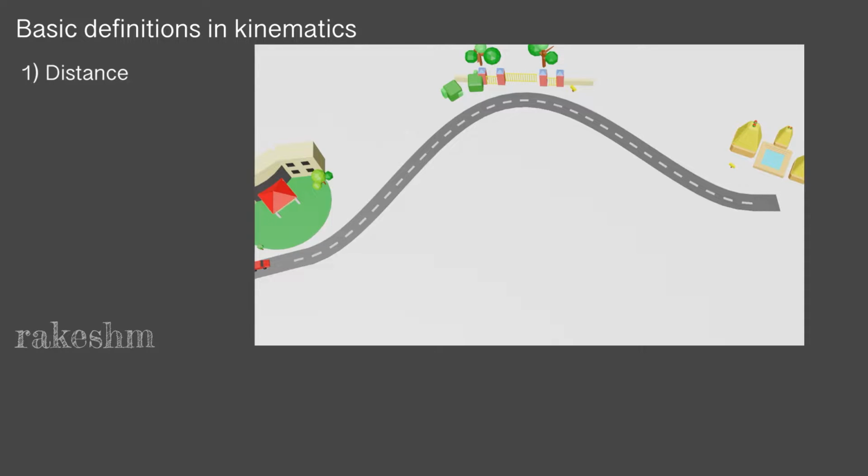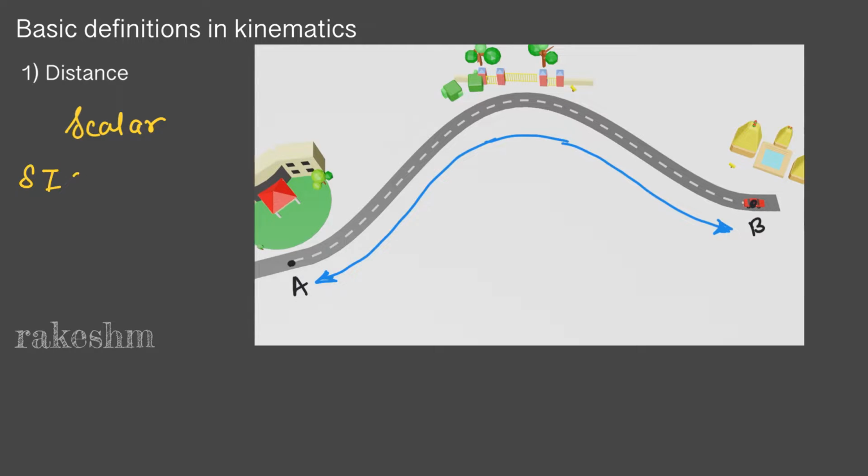So distance is the total path length covered by an object when it goes from point A to point B. Here the object is the car and it is going from point A to point B. Now the distance traveled here is the total path length from A to B. So if we measure the length of this line from A to B, that is the distance covered by the body. Distance does not have any direction, so it is a scalar quantity. The SI units are meters, also denoted by M.